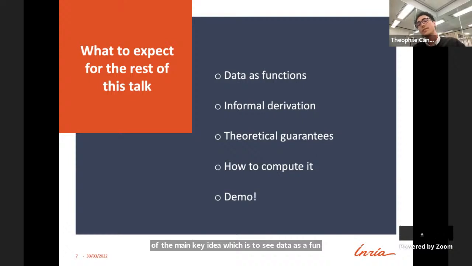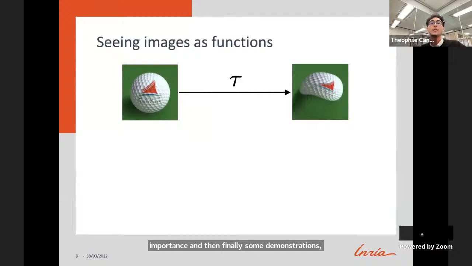to see each datum, each point of data, as a function. Then we'll go through an intuitive, informal derivation of the distance, how we got to the definition I'm going to present, and then show some theoretical guarantees that accompany the dissimilarity that I'm presenting, and how to compute it in practice, which is of course of utmost importance, and then finally some demonstrations. So the key insight is to see images as functions.